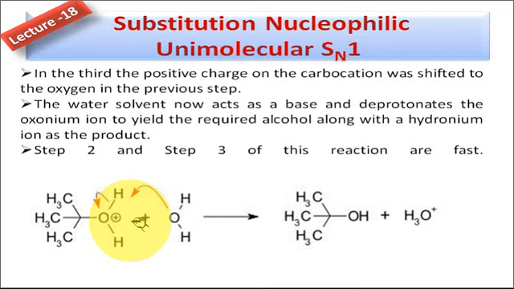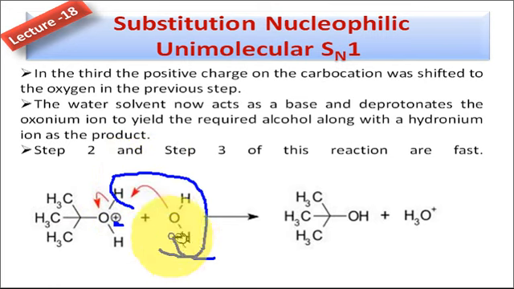In the third step, the positive charge on the carbocation was shifted to the oxygen here, and the oxonium ion is formed in the second step. So in the last and the third step, the water solvent now acts as a base and deprotonates the oxonium ion. That means it removes the proton from the oxonium ion, and formation of the hydronium ion takes place, and the final product alcohol is formed.